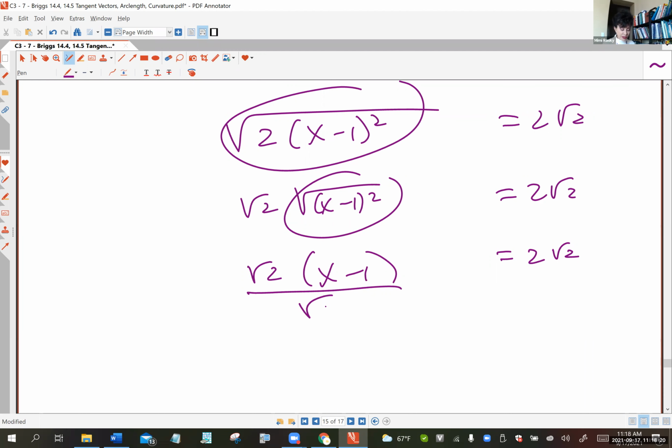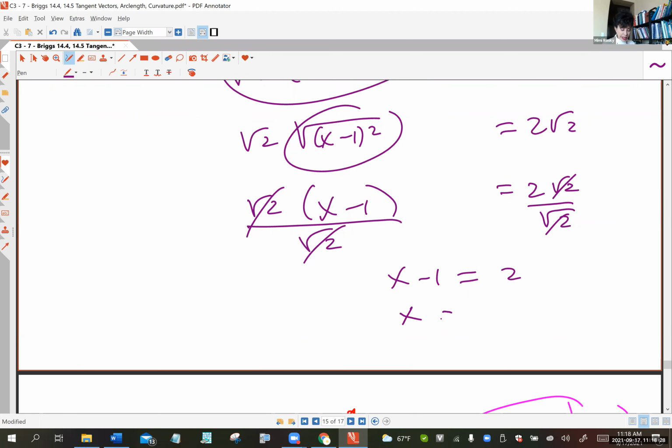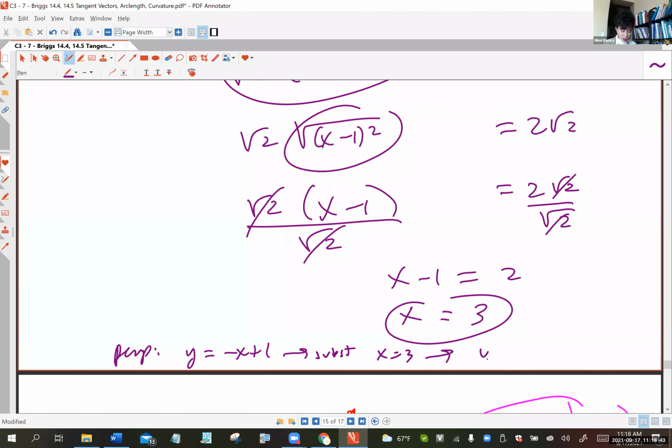And then if you divide both sides by the square root of 2, looks like the square roots of 2 cancel. So x minus 1 had better equal 2. Add 1 to both sides. I get the x coordinate of the center point is 3. Yay! So remember, the perpendicular line was y equals -x plus 1. And if you substitute x equals 3 into that equation to get the corresponding y coordinate, you get -2. So the center of the circle has coordinates (3, -2). Wow.